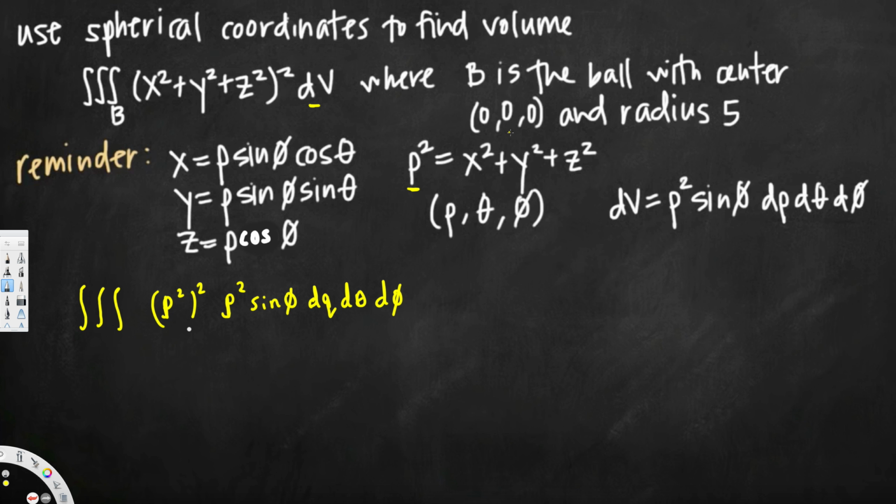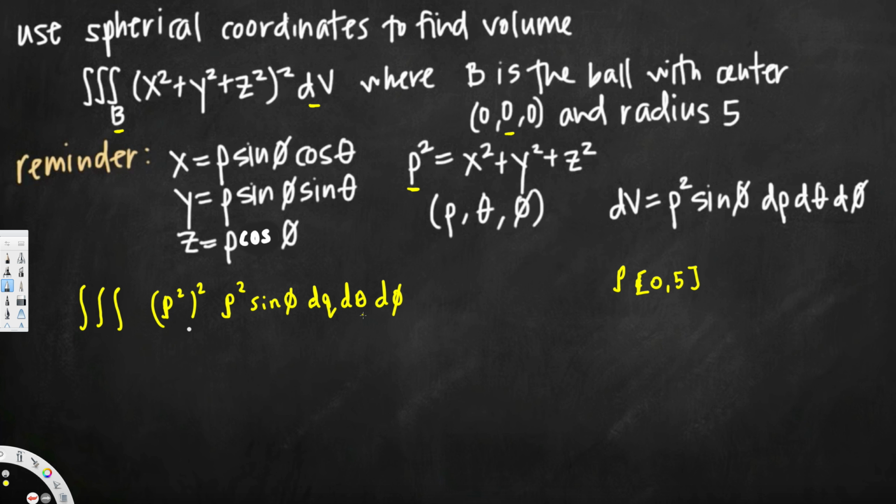Now let's look at this one. Here they have mentioned 0, 0, 0 and the radius 5. So this is our region. B is the region, right? Now the origin is 0, so we know that rho is starting from 0 and it's ending at 5 because the radius is 5, so that's going to be the outermost region. And that is our limits of integration for rho.